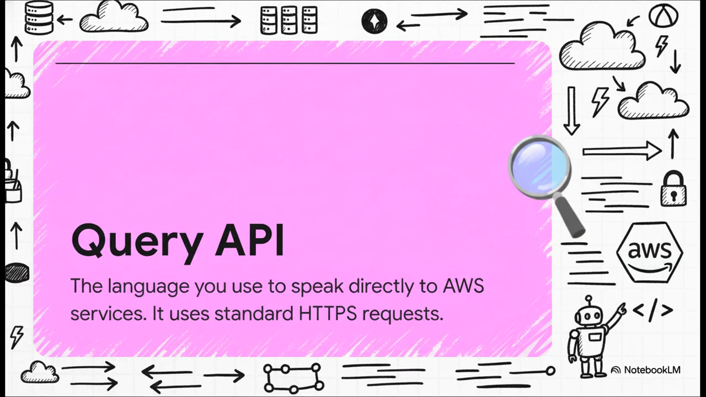Well, the answer is something called the Query API. You can think of it as basically the universal language for talking to AWS. So instead of mouse clicks, you're sending these really precise, structured commands over HTTPS. This is the foundation, the very bedrock of all AWS automation.